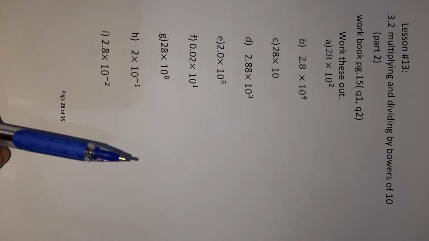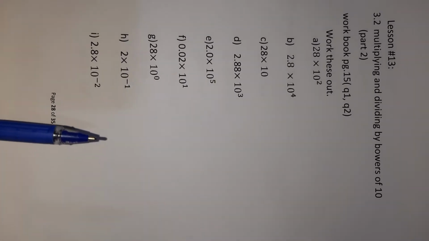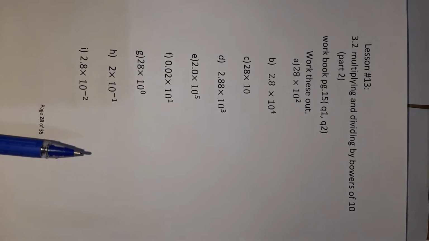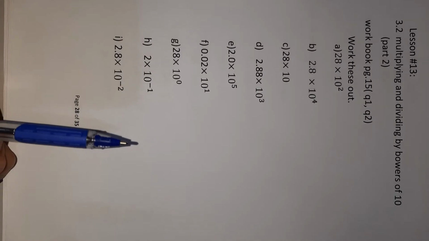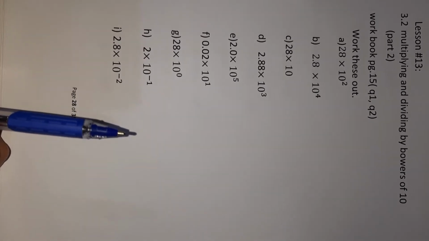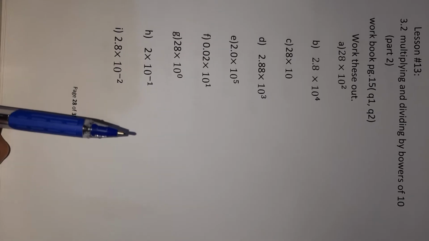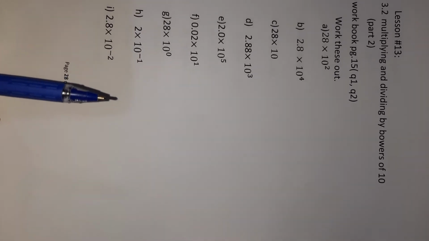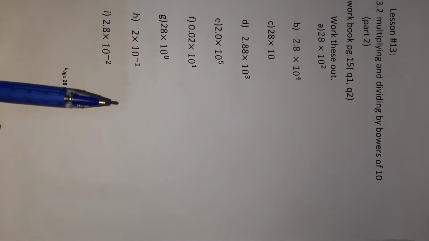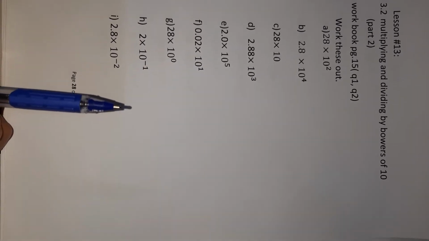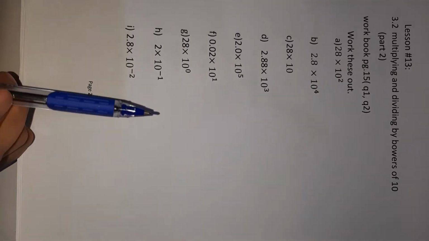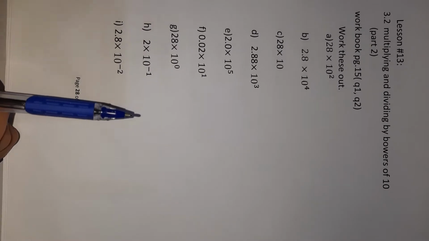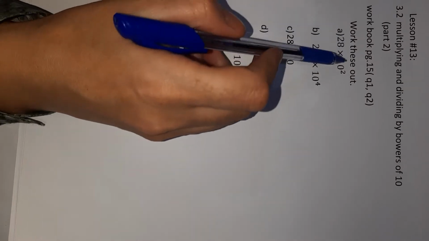Again, recall. It's important to remember that multiplying a number by 1 out of 10, 1 out of 100, 1 out of 1000 is the same as dividing the same number by 10, 100, 1000, and dividing a number by 1 out of 10, 1 out of 100, 1 out of 1000 is the same as multiplying the same number by 10, 100, 1000. Now, just to practice, work these out.